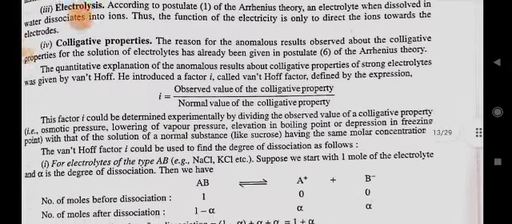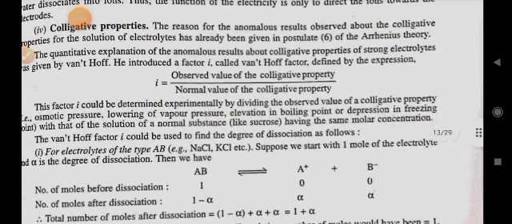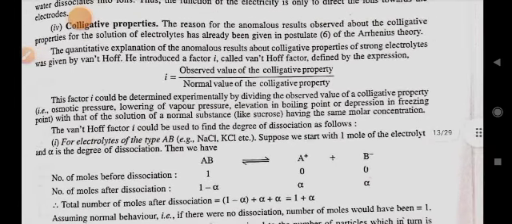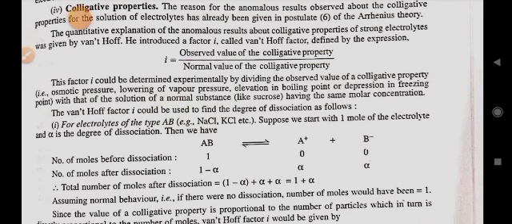Colligative properties. The quantitative explanation of the anomalous results about colligative properties of strong electrolytes was given by Van 't Hoff. He introduced a factor i, called the Van 't Hoff factor, defined by the expression i is equal to the observed value of the colligative property upon the normal value of the colligative property.